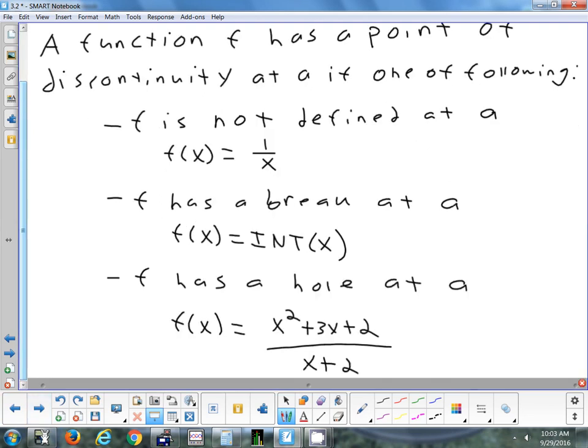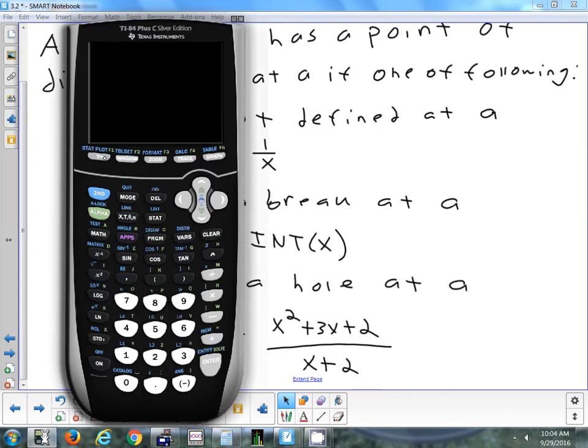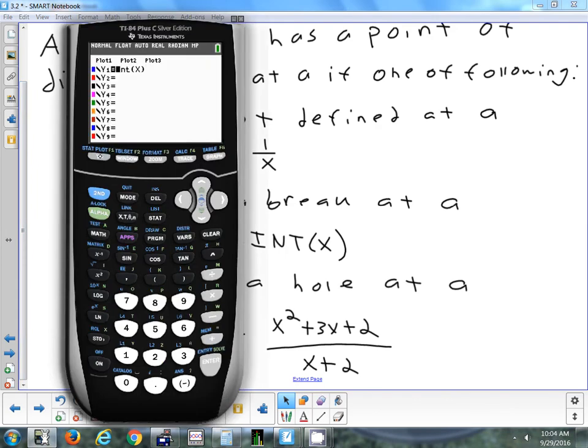And the third way is if your graph has a hole in it. This is the trickiest one to see because your calculator will not show you it. If you graph this, I guarantee everyone in here is going to think it looks continuous. The only way you can find a hole is using algebra. A graph will not help. Okay, but let me graph it and show you what it looks like. X squared plus 3x plus 2 divided by x plus 2.